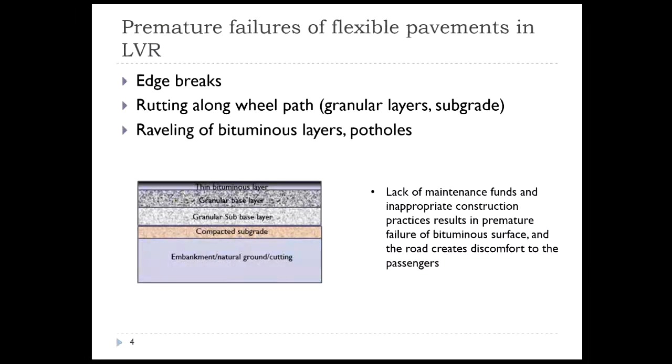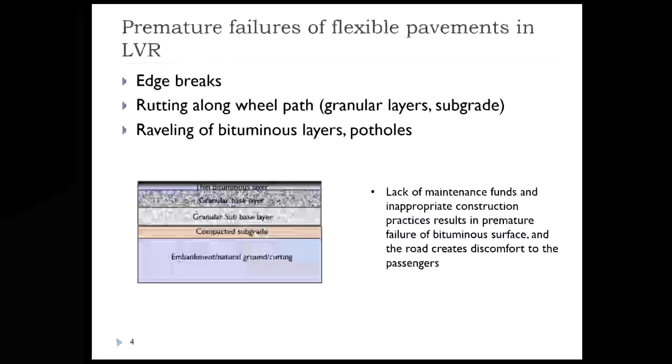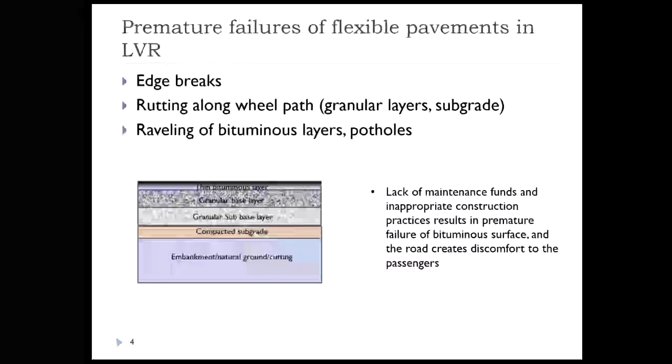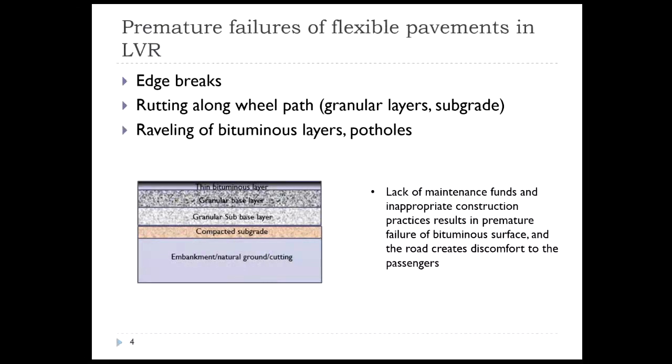Now, three of the very common distresses found in our low volume road flexible pavements I have listed here. The first one is edge break. As you all know, edge break typically occurs when our shoulder is eroded away and loading comes near the edge of the pavement. There it does not have any support, and as a result, you find edge breaks. As the bituminous layers crack near the edge, the fines in the lower unbound layers will also get eroded. As a result, you will find a big pothole forming in no time.